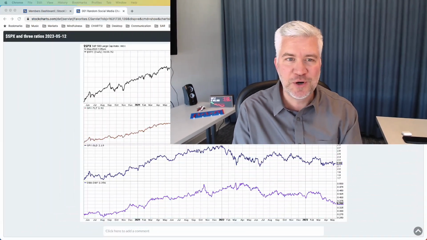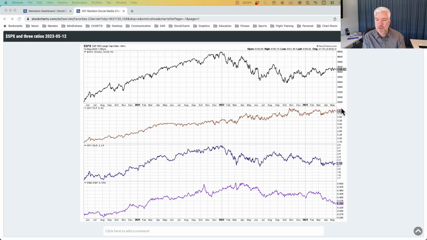Now let's look at the chart here. We have the S&P 500 at the top and then 3 ratios. We're going back over the last 3 years just to bring a good amount of history in here, so we can look at the S&P 500, which is on a closing basis in the top panel.